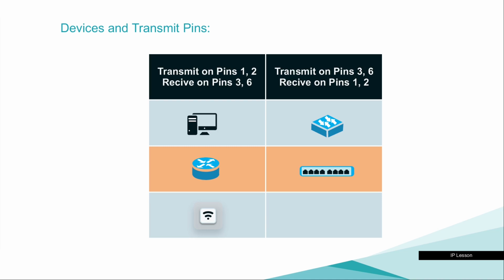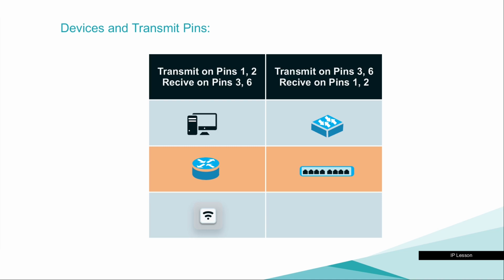So if we connect devices from the same category, we have to choose the crossover cable. If we connect desktop to router, or desktop to access point, or router to access point, we have to use the crossover cable. But if we connect a device from one category to a device from a different category, we will use the straight through.